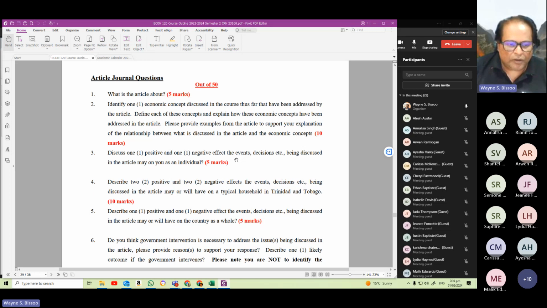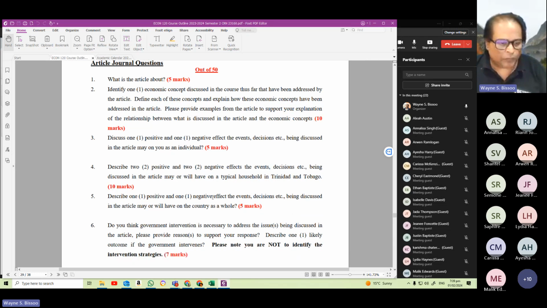So for 5 marks, you also want to identify one positive and one negative effect of the event that you're talking about on you as an individual. So you have to position yourself as an individual who might be affected by this particular activity and see what kind of impact it's likely to have, one positive, one negative. So we're looking for you to have a balanced response. Then we want to look at positive and negative events for an entire household, and one positive, one negative on the country as a whole. It's a sort of cause and effect analysis.